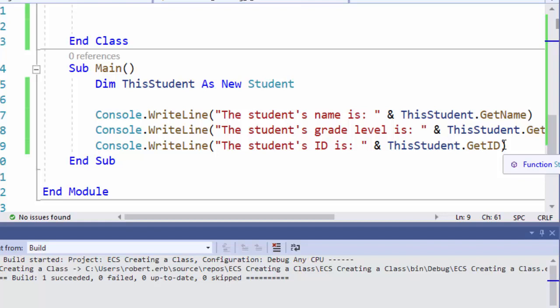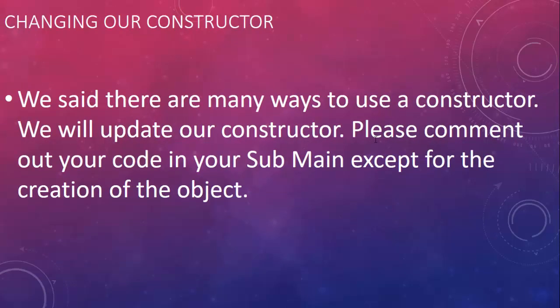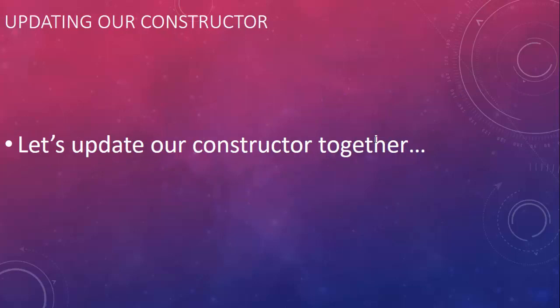Now, we said there are many ways to use a constructor. Let's flip back over to our notes and take a look at the next way on how to use a constructor. Now, we're going to be changing our constructor because we said there are many ways to use a constructor. We're going to update our constructor that we constructed. So what I need you to do is go ahead and pause the video, comment out your code in your Sub Main, everything except for the creation of the object. Leave those get methods in there. Don't delete your code. The whole reason for doing this is so you can look back at your code and see all the different things we did and the different ways to do it. So let's update our constructor together and see a different way of using it.